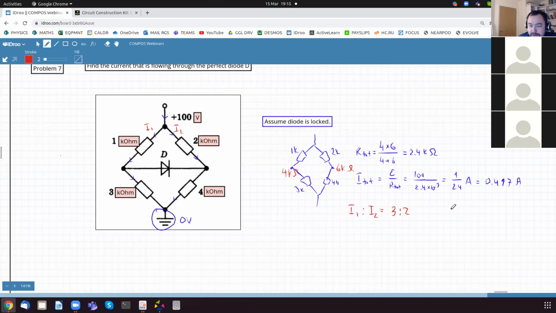3 to 2, and we know that the total is 1 over 24, so 1 over 24 divided by 5, and times 3, it's 1/40th, so I1 is 1/40th of an amp, which is 0.025 amps, and I2 is smaller than that, so it's 2/3 of that value, and so 1/24th divided by 5 times 2, which is 1/60th. 1/60th of an amp, which is 0.0167 amps.